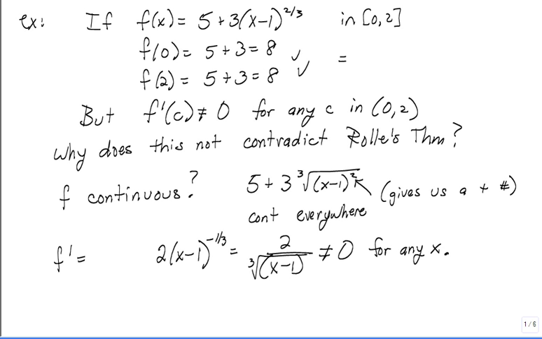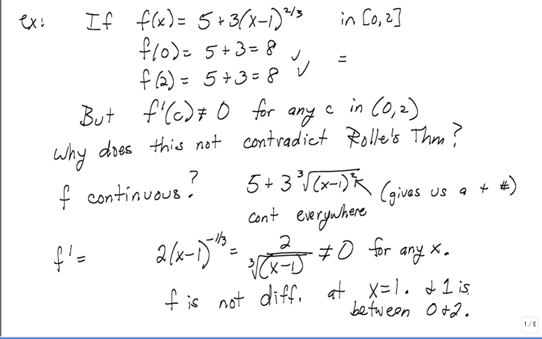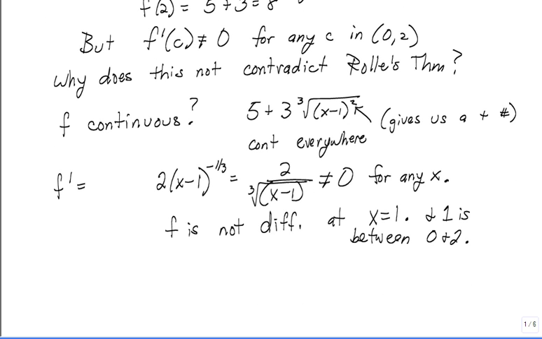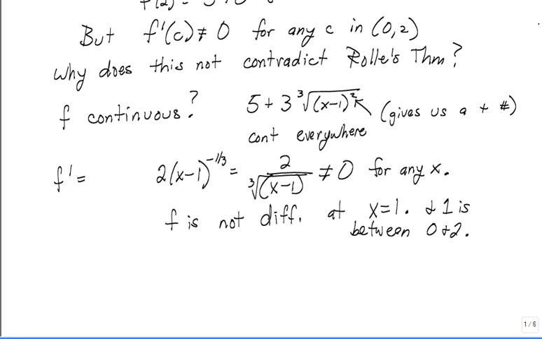So here's the problem. You can take the derivative, but f is not differentiable. That derivative doesn't exist at 1 because it'll make your denominator 0. f is not differentiable at x equals 1, and 1 is between 0 and 2. That's our interval 0, 2. So that's why it doesn't contradict the theorem, because one of the hypotheses is not satisfied.